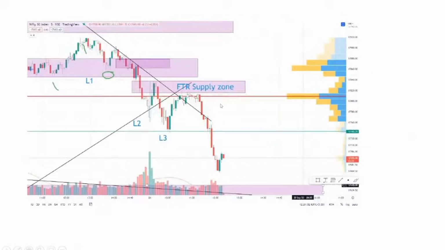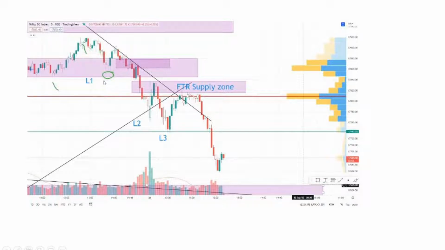Now this chart was actually shared in the Telegram group, and this is the recent Nifty chart, 5-minute chart. You see this is L1, the first low. Once it gets broken, you get the L2, low 2. And once this is broken, L3, see, before going to L3, it forms a zone. And when price again goes to that zone, you see the selling again starts.